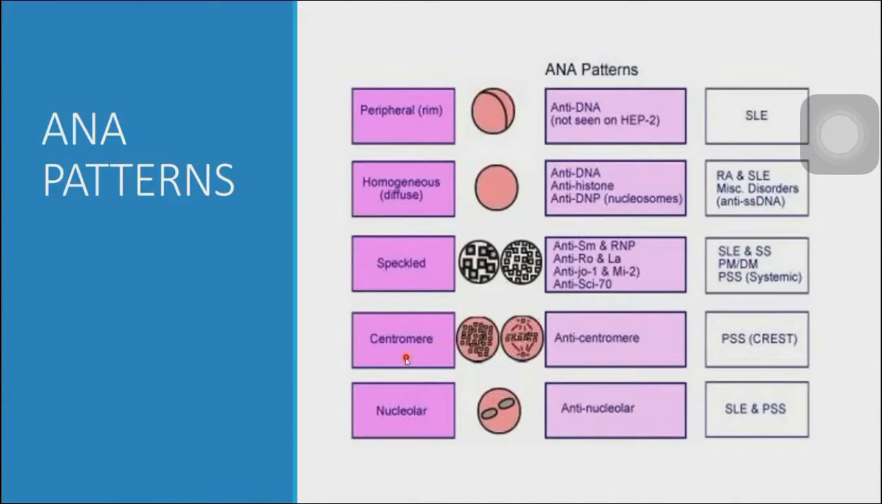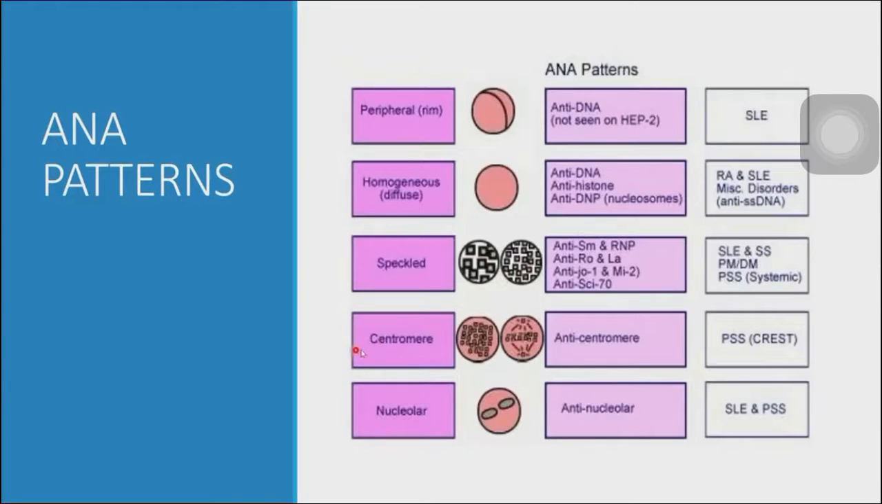For the centromere pattern, which has a punctate appearance, we have the anti-centromere antibody. The disease associated with it is also scleroderma, but here it is limited cutaneous scleroderma, associated with CREST syndrome. Take note, scleroderma may manifest either a speckled or mottled pattern or a centromere pattern.